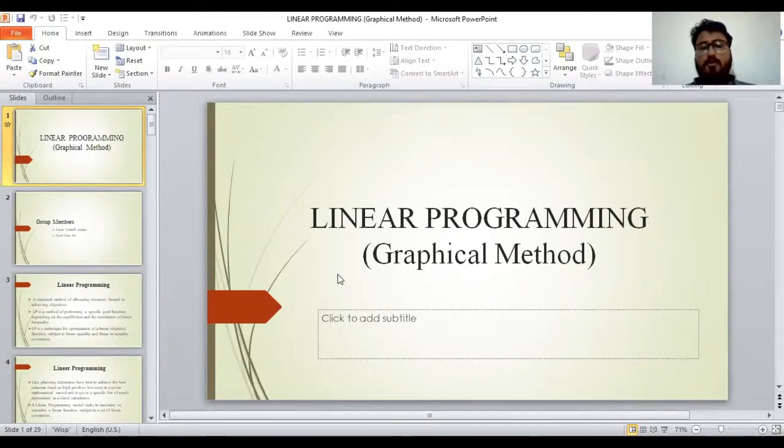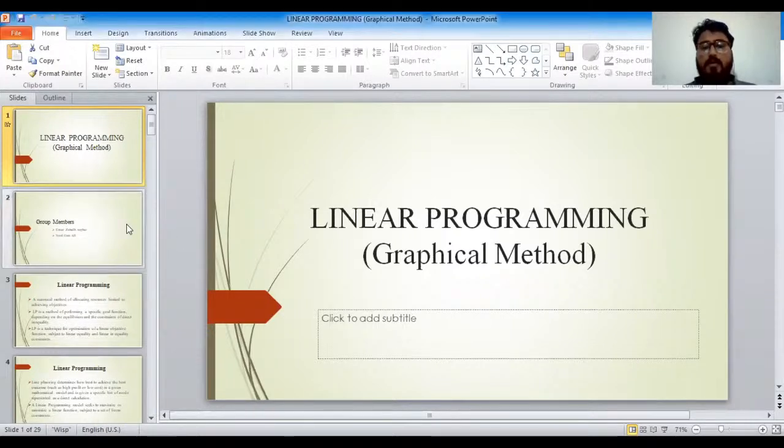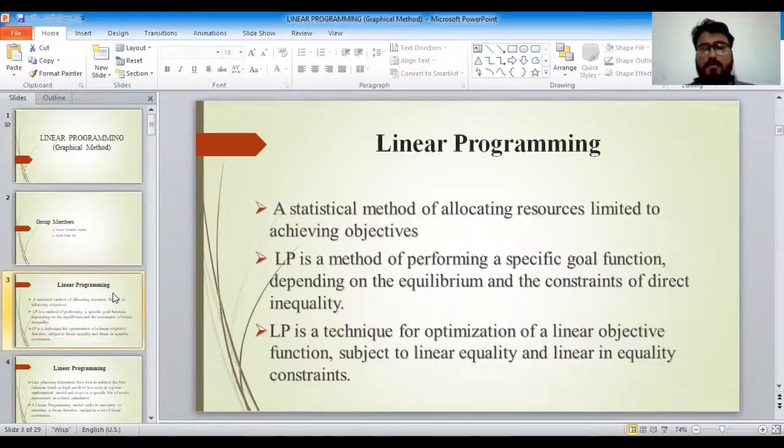Our presentation topic is linear programming in graphical method. First of all, I will discuss what is linear programming. A statistical method of allocating limited resources to achieve an objective. Linear programming is a method of performing a specific goal function depending on the equilibrium and the constraint of linear inequality.